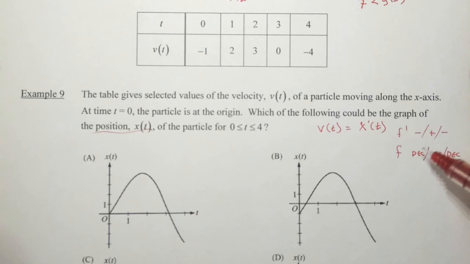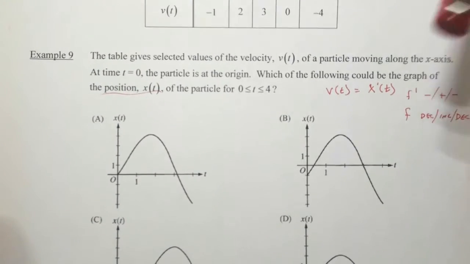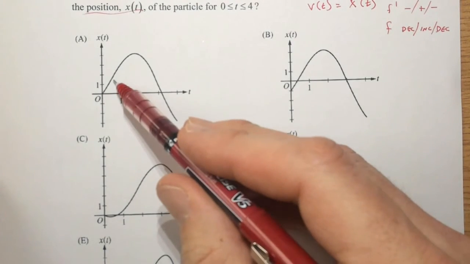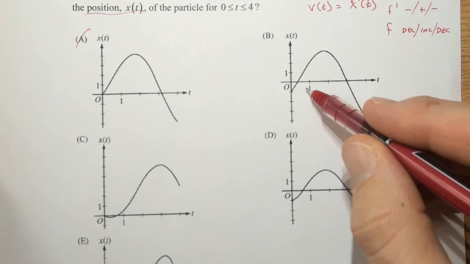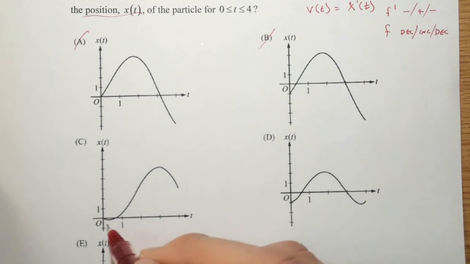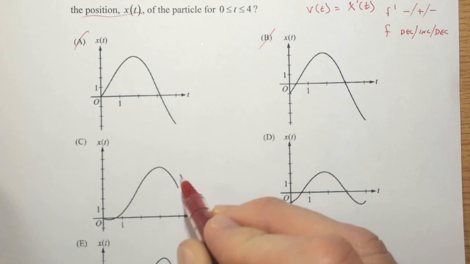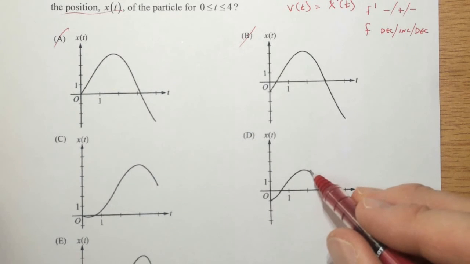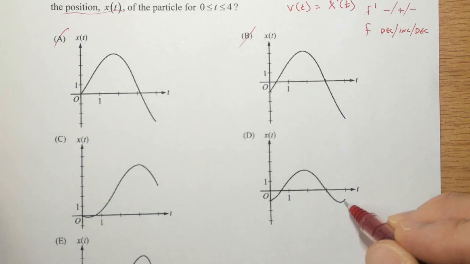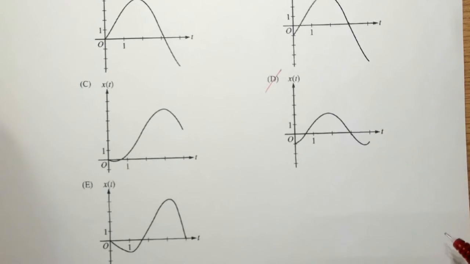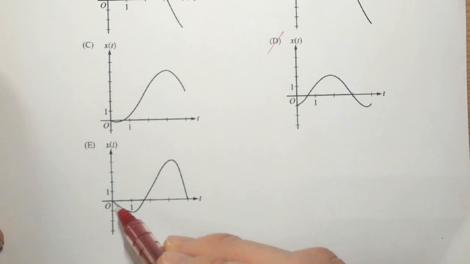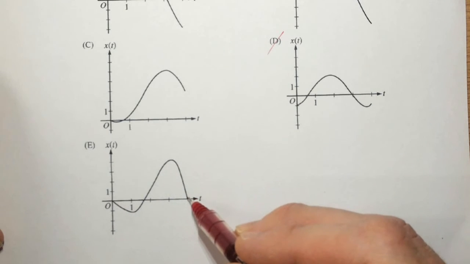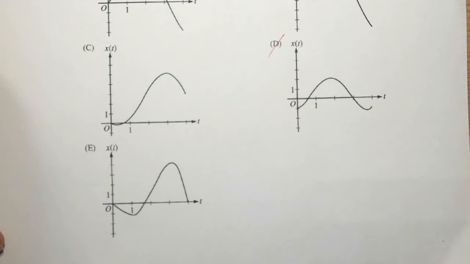So, which of these graphs is decreasing, and then increasing, and then decreasing? This graph is increasing right away. It's out. This graph is increasing right away. It's out. This graph decreases, and then increases, and then decreases again. So that's a possibility. D increases, and then decreases, and then increases. It does the opposite of what we want. That's out. Finally, E, we see decreases, and then increases, and then decreases. So we've got a choice here between C and E.